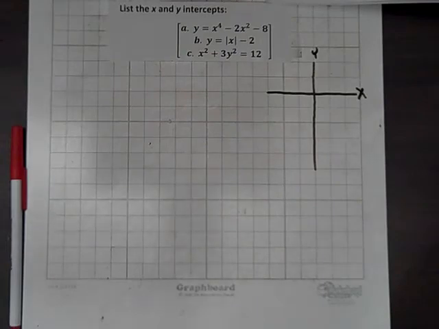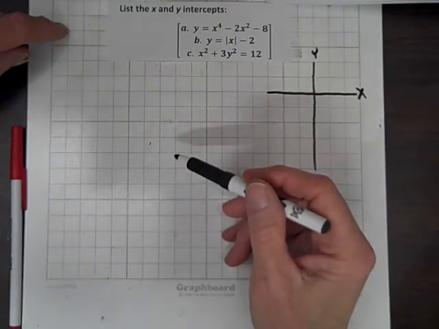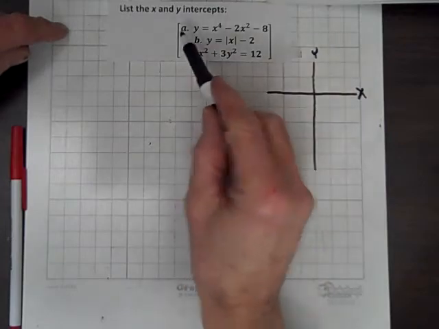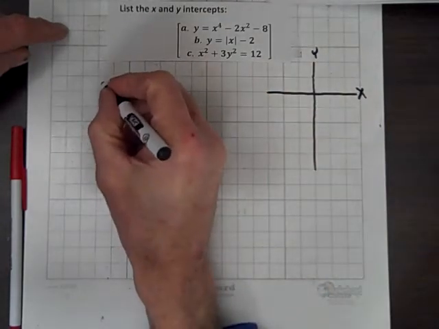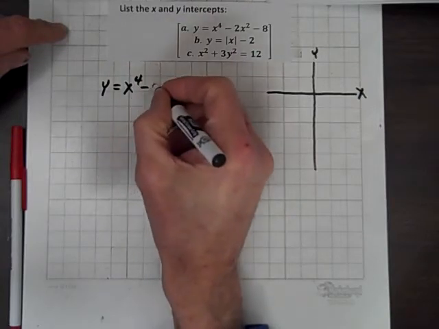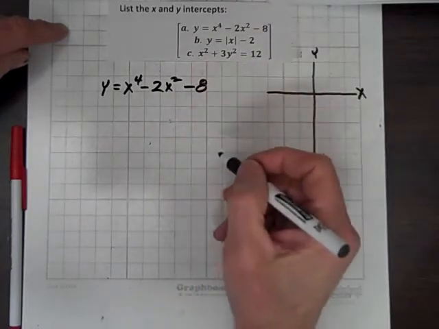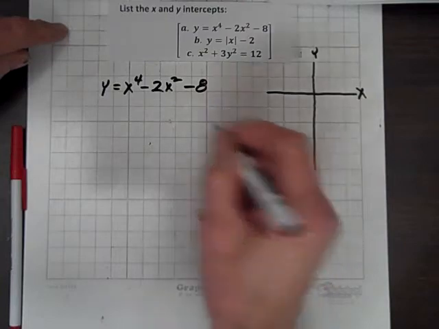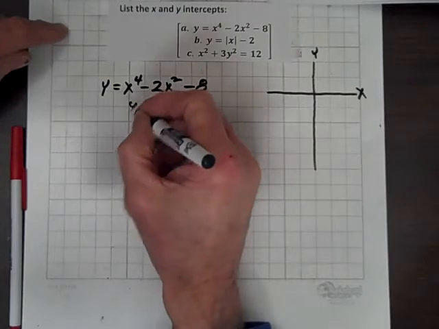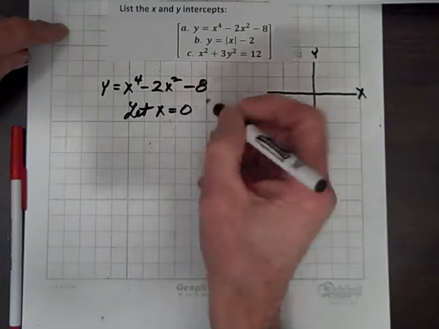Our task at the moment is to find the x and y intercepts of these three equations. So let's start off with A, and we have y equals x to the fourth minus 2x squared minus 8. Let's start by finding the y-intercept. To do that, we'll let x take on the value of 0.